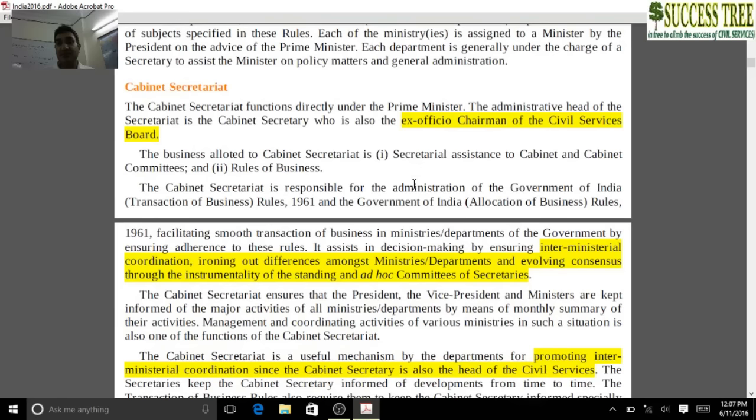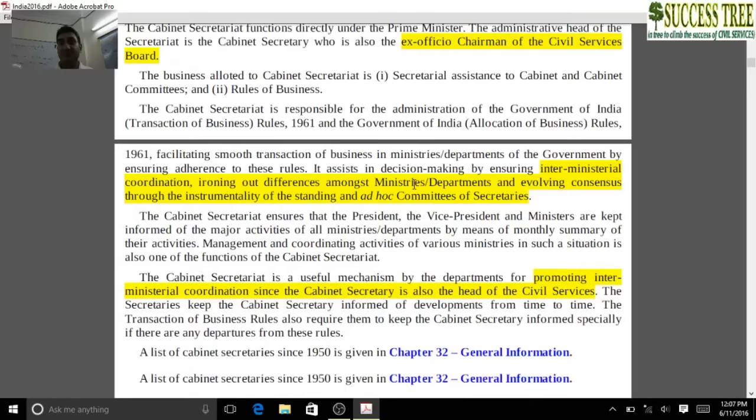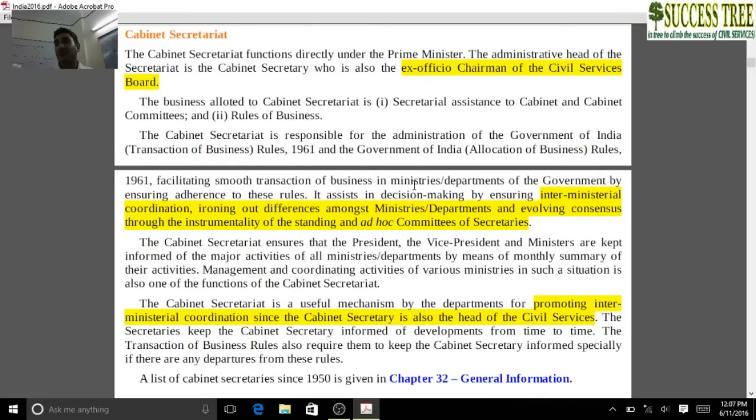Cabinet Secretariat. The Cabinet Secretary is the ex officio chairman of the Civil Service Board. So how can this help? Once we have the Cabinet Secretary, what is the function of the Cabinet Secretary? She is the head of the Civil Service Board, the ex officio chairman of the Civil Service Board.